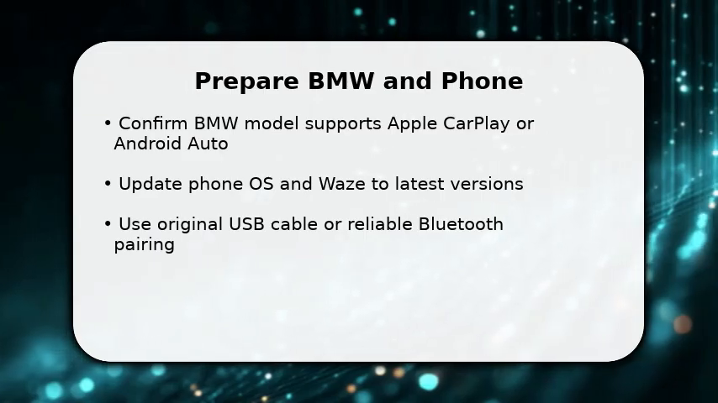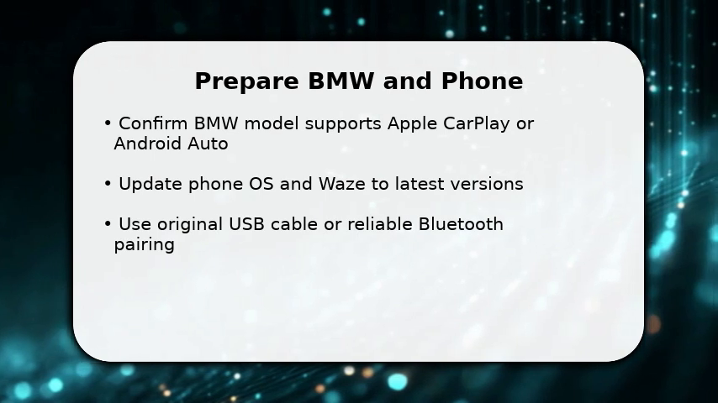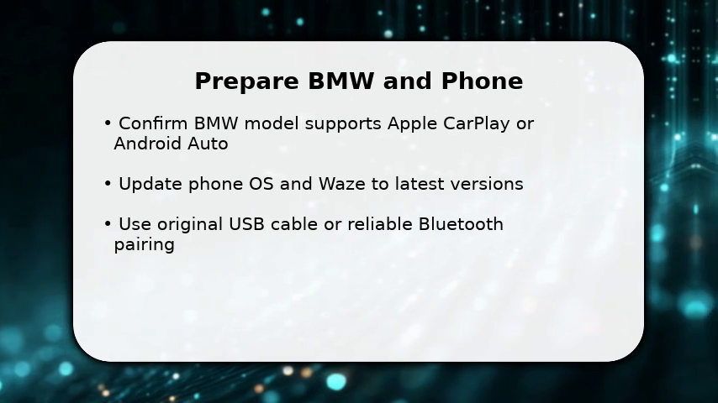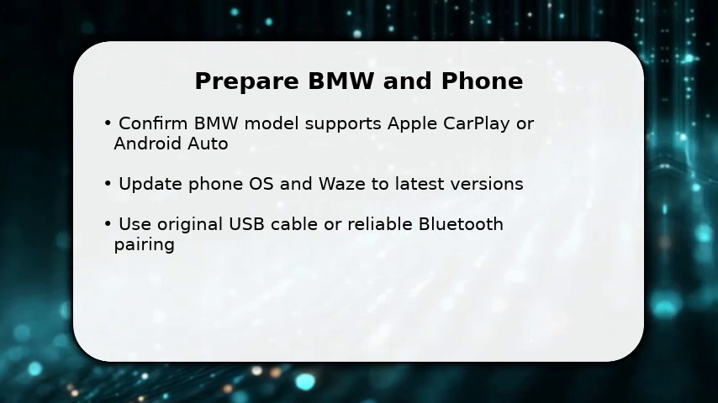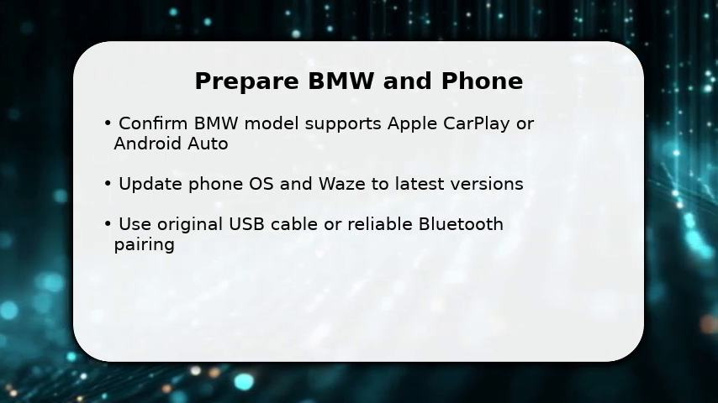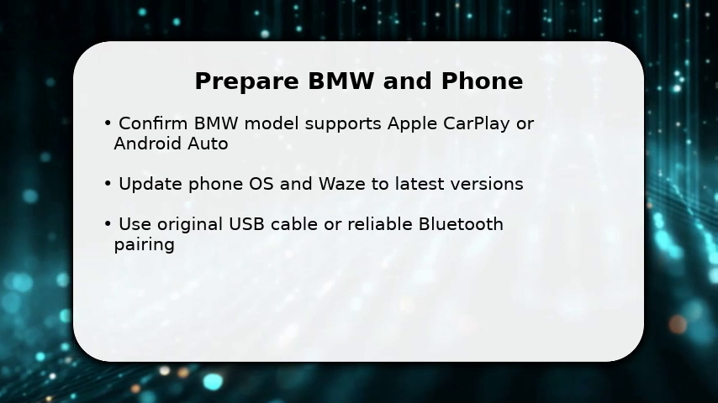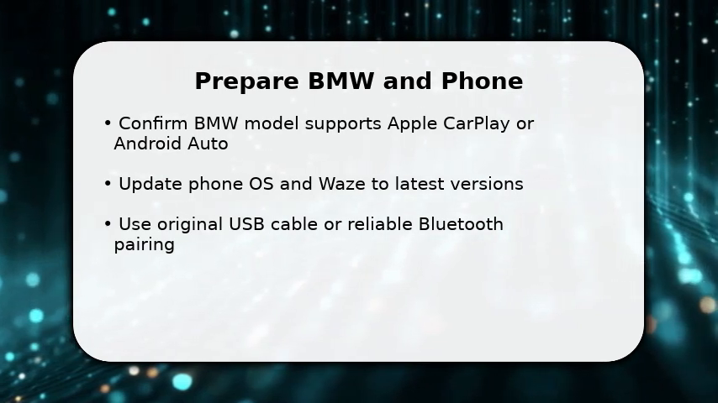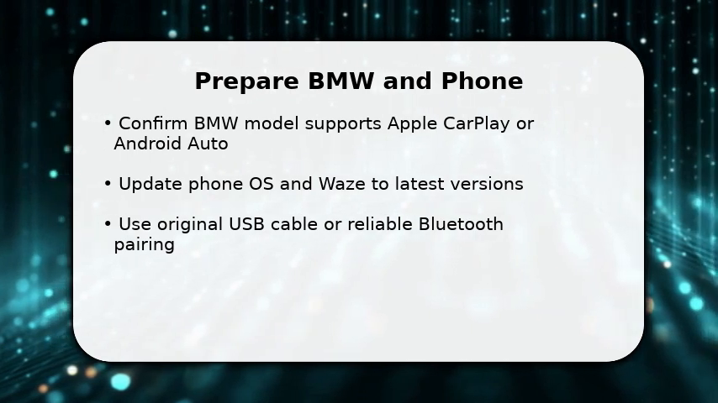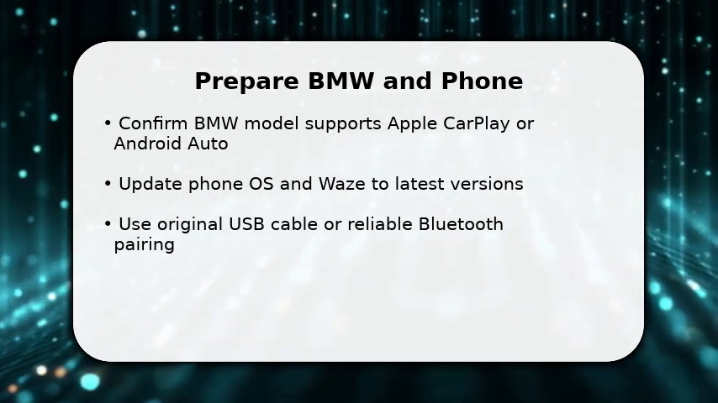You start by confirming your BMW supports Apple CarPlay or Android Auto, and that Waze is installed and updated. Plug the phone into the USB port marked with a phone icon, or enable wireless CarPlay/Android Auto in iDrive settings. Once connected, allow permissions on your phone for contacts, maps, and notifications so the display can show Waze. Make sure Bluetooth and Wi-Fi are on.